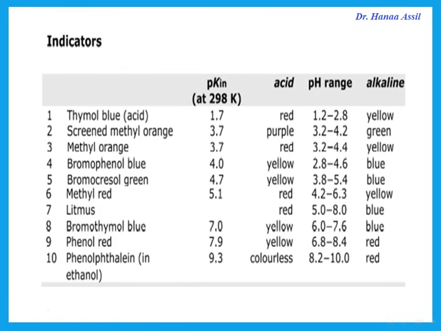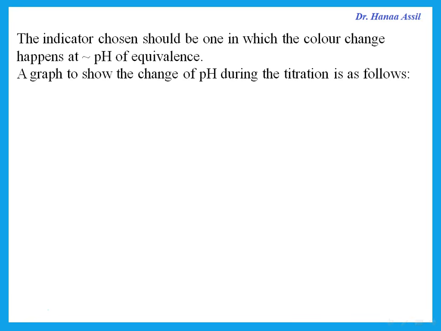Now, this information is present in your data booklet. You would be given a data booklet with your exam paper. One of the pages shows the indicators, so you don't need to sit down and memorize all of these pH ranges. You already have this list in front of you. And the point is, the indicator that you choose for a certain titration should be the one in which the color changes at about the pH of equivalence.